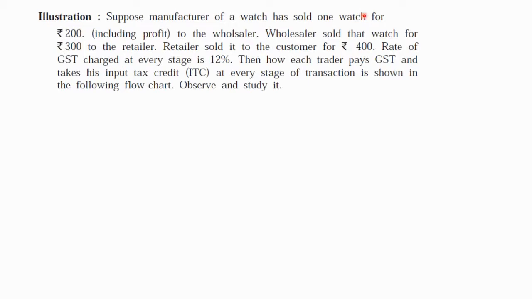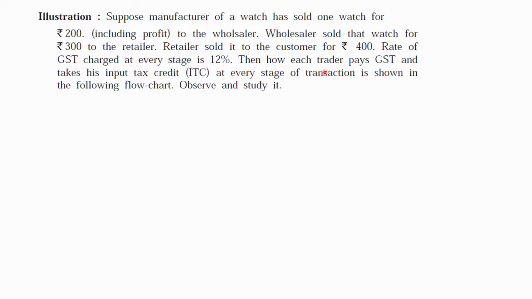Let us see an example. Suppose manufacturer of a watch has sold one watch for rupees 200 including profit to the wholesaler. Wholesaler sold that watch for rupees 300 to the retailer. Retailer sold it to the customer for rupees 400. A rate of GST charged at every stage is 12%.